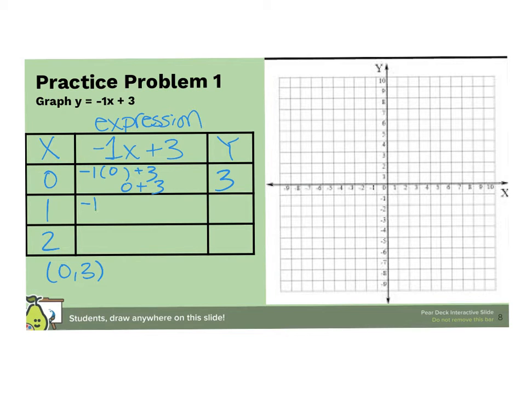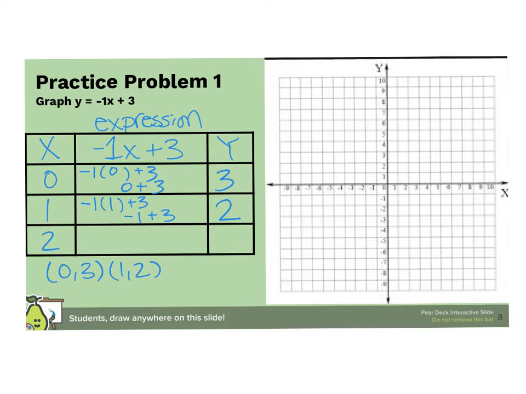Now, -1, parentheses, plus 3. What are we filling in for X this time? A 1. -1 times 1 is -1. -1 plus 3 is positive 2. So our second ordered pair is 1, 2. When X equals 1, what is Y?